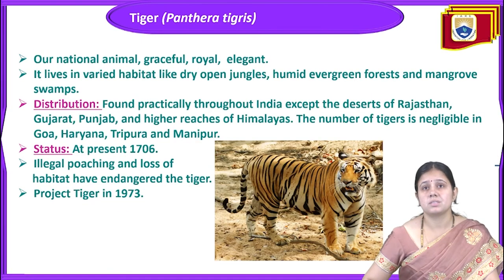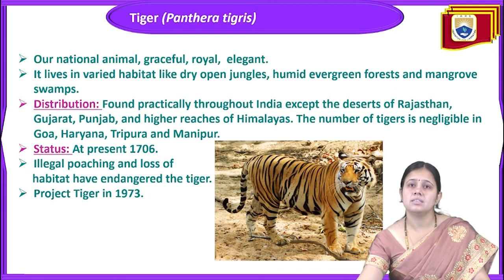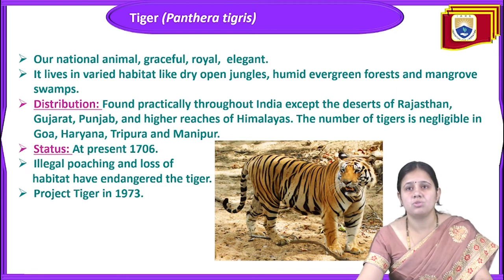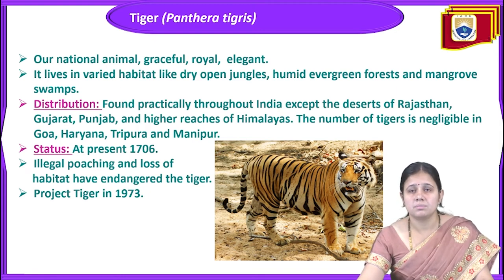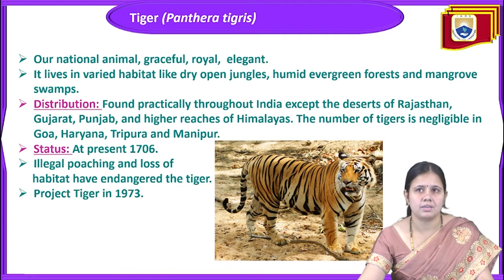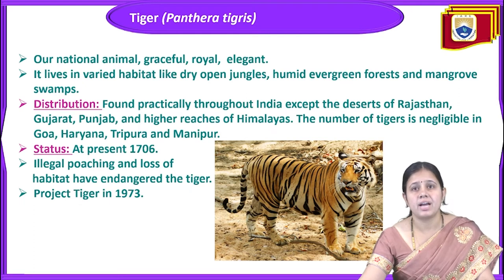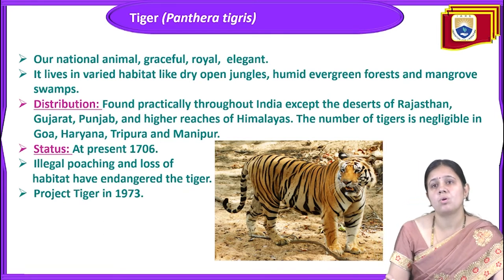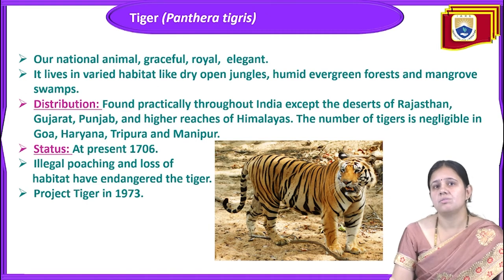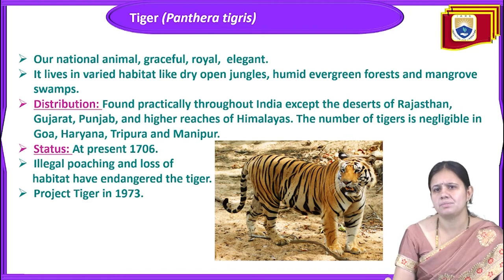Now comes the next species, that is the tiger. The tiger is our national animal, a graceful, royal and elegant animal. The tiger also comes under the category of endangered species. It basically lives in varied habitats like dry open jungle, humid evergreen forest and mangrove swamps. It is found practically throughout India except the deserts of Rajasthan, Gujarat, Punjab and the higher reaches of the Himalaya. It is present throughout India except some areas.